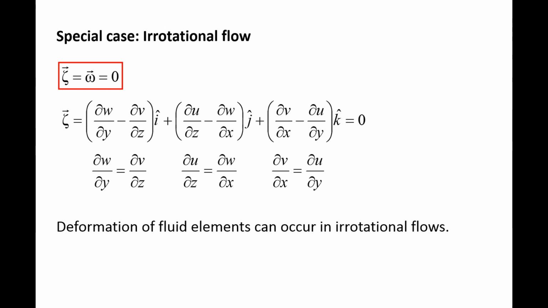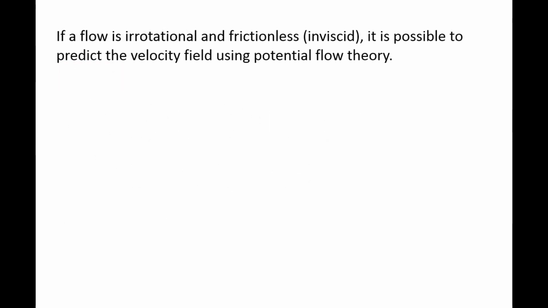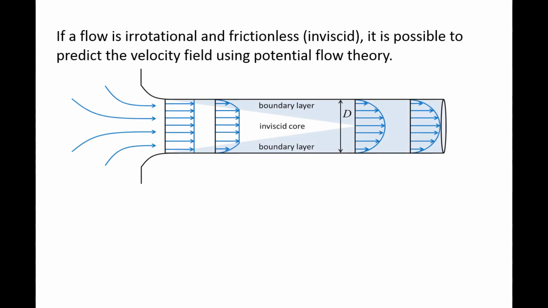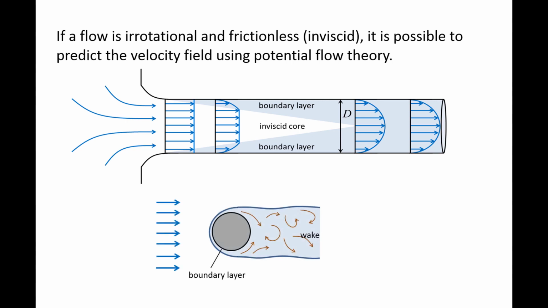One reason why irrotational flows are of interest in fluid mechanics is because if a flow is irrotational and frictionless, which is also called inviscid, it is possible to use potential flow theory to predict the velocity field. A couple examples where flows can be approximated as irrotational and inviscid are the central core of a flow in the entrance region of a pipe, and in the area surrounding the boundary layer and wake region of an object that is immersed in a fluid, such as a ball traveling through air. The flow inside the boundary layer in both situations is not irrotational or inviscid, and potential flow theory cannot be used to predict the velocity field in those regions.